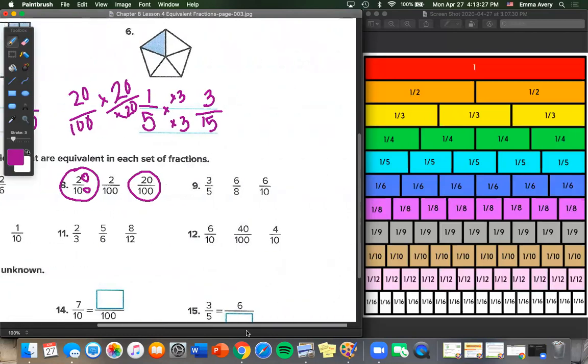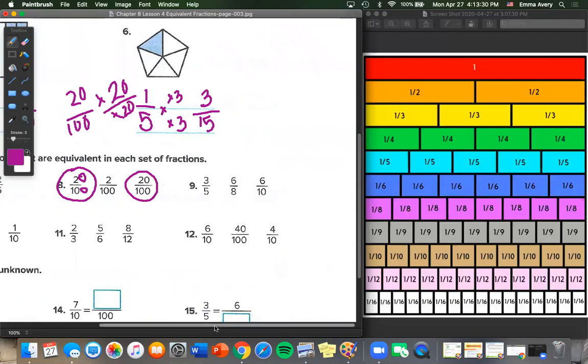Let's do number 9. So 3/5, 6/8, and 6/10. Well, what do we notice about these at first? So 6 and 6 with different numerators, so these can't be equal. So we know one of these has to be equal to this. So let's start with 3/5. 1, 2, 3. We go down, not quite 6/8, so it must be 6/10. Yep, so 3/5 and 6/10. And we can check ourselves because 3 times 2 is 6, and 5 times 2 is 10.